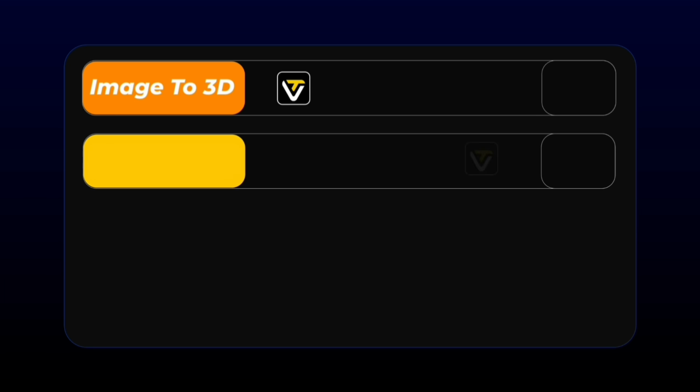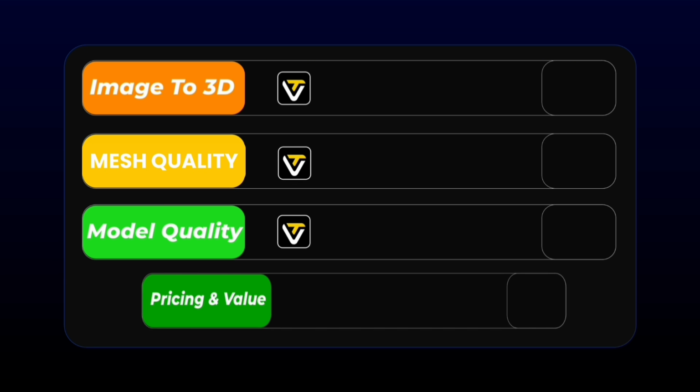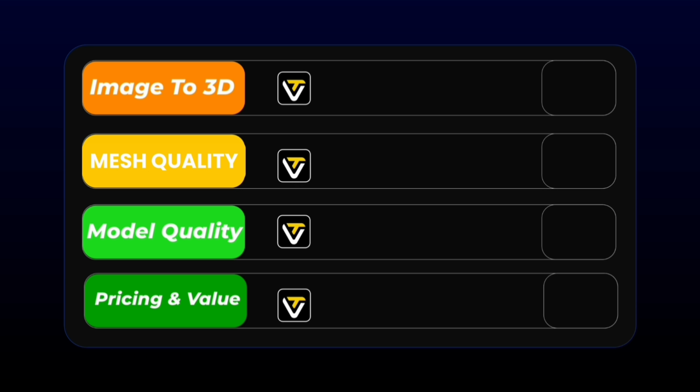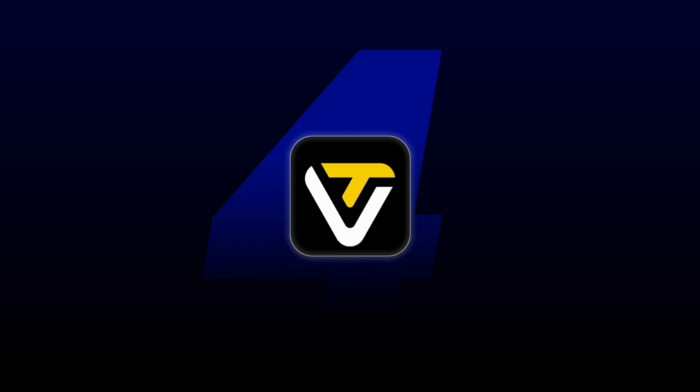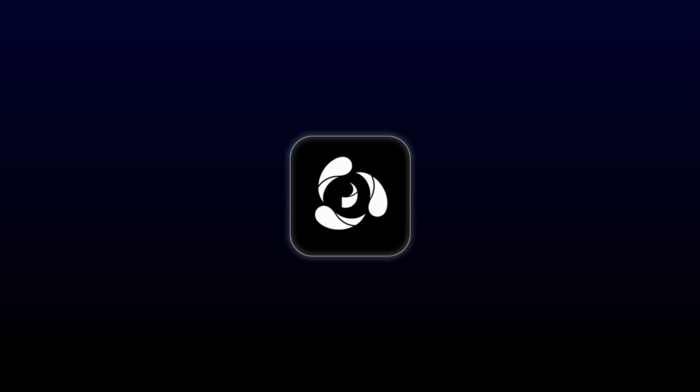Alright, let's put everything together. Image to 3D goes to Tripo, mesh quality goes to Tripo. Overall, model quality goes to Tripo. Pricing and value also goes to Tripo. That brings us to the final score. Tripo, 4. Hyper3D, 0. Here's the final scorecard.